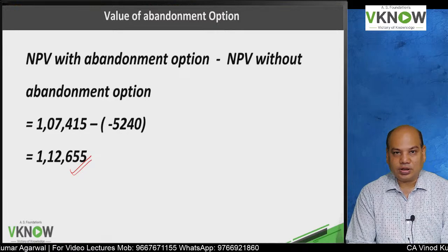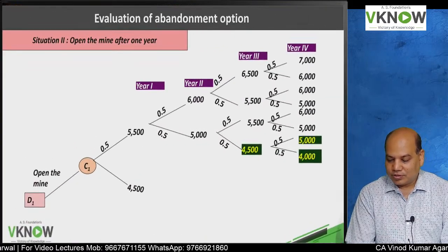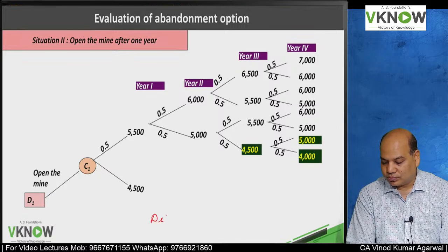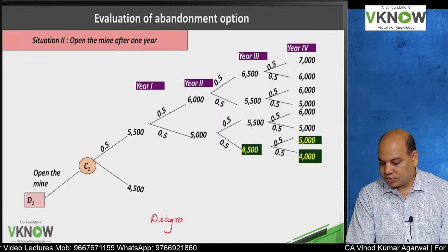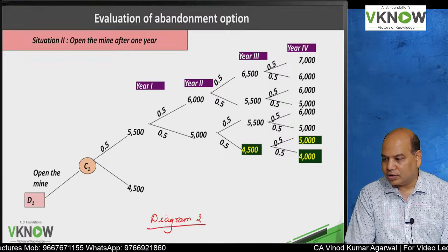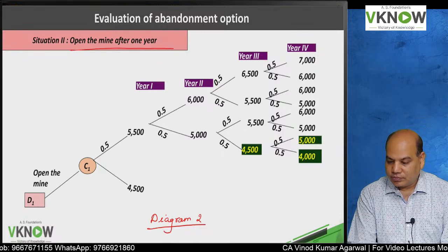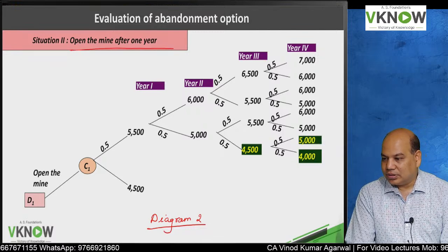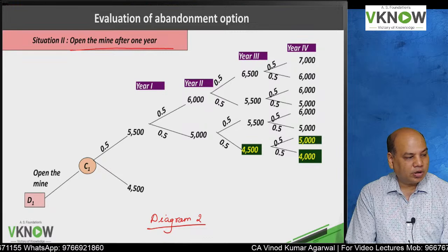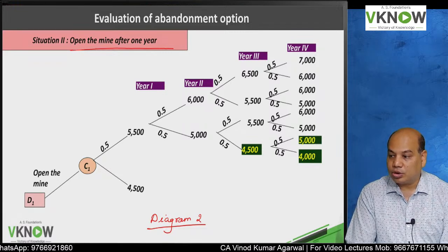So this is my third answer. In total I need 4 answers. Now go to diagram 2. This was my diagram number 2. Do you have this diagram in the notebook? Open the mine after 1 year. Now suppose we have the abandonment option also.